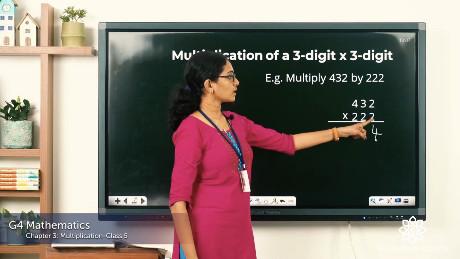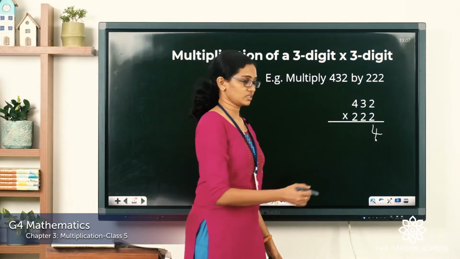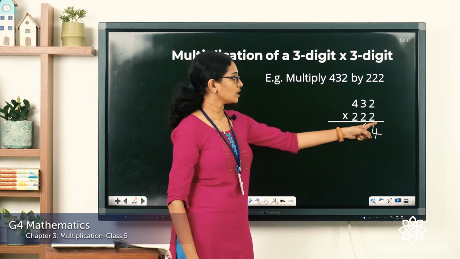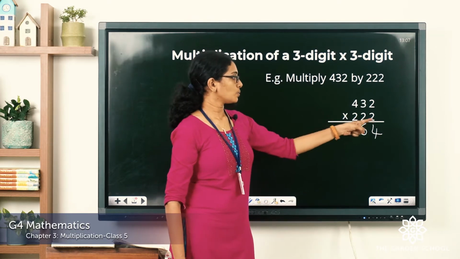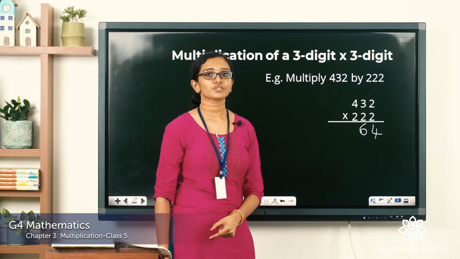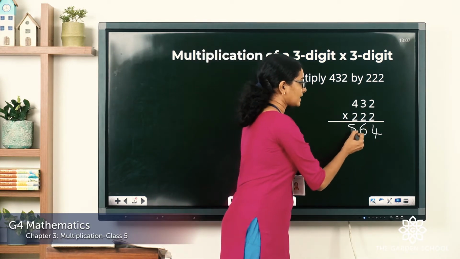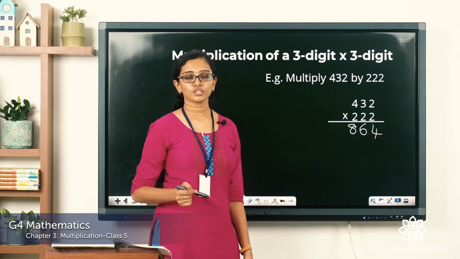Now 2 ones into 3 tens. 2 into 3 is 6. There you write 6 tens in the tens column. Now you have 2 ones into 4 hundreds. So 2 ones into 4 hundreds is equal to 8 hundreds. So you write that 8. 2 into 4, 8. 8 in the hundreds column. So there you have the first product.